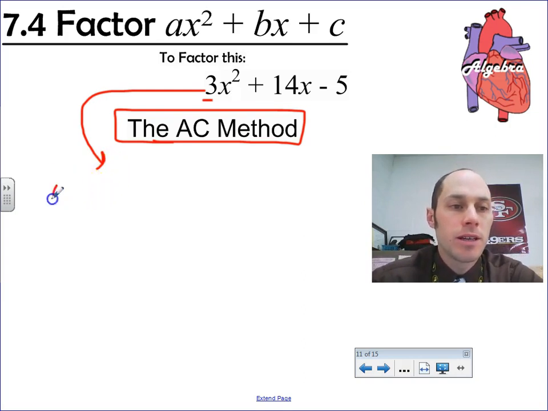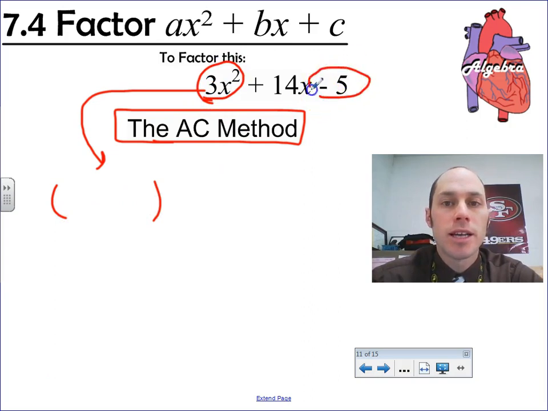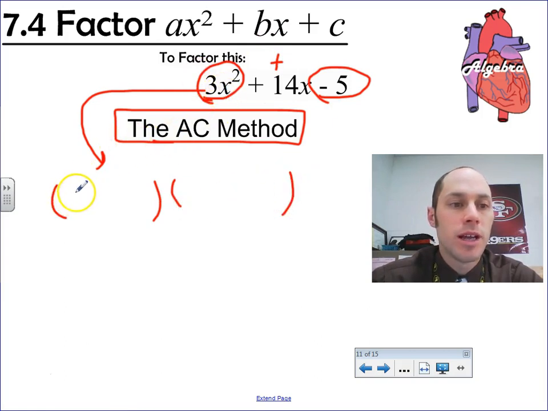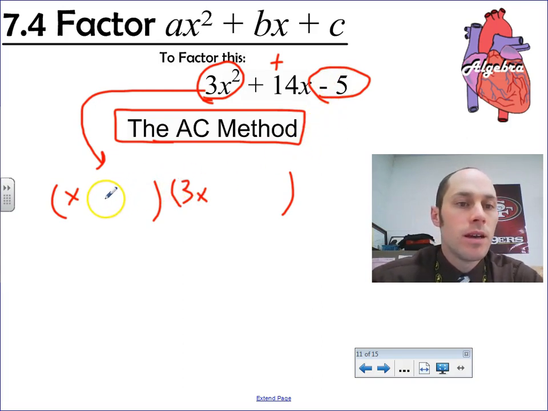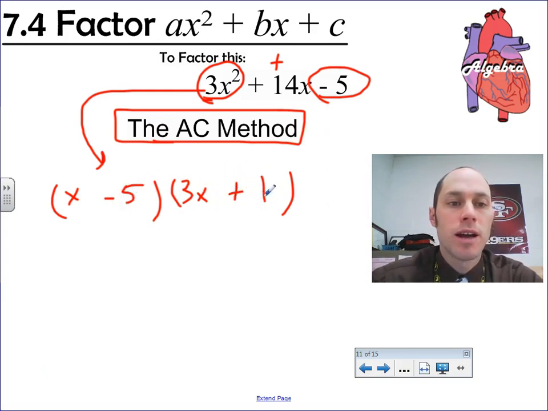So thinking about it, I have to multiply to get these, multiply to get the last term, then this is the sum term. So think, what are the only ways to get 3x squared? Well, x times 3x. And think of my products of negative 5. Well, it could be negative 5 and positive 1. Or it could be positive 1 and negative 5. Well, I've got to get a sum of 14. Well, I can't figure out my sum.